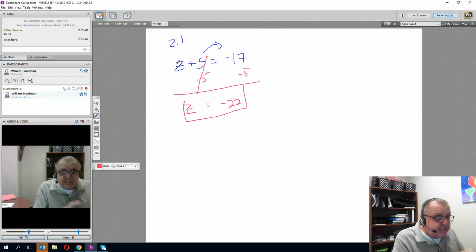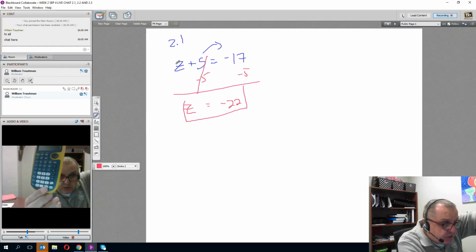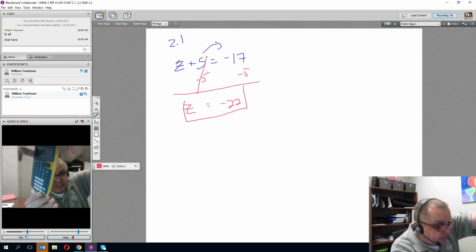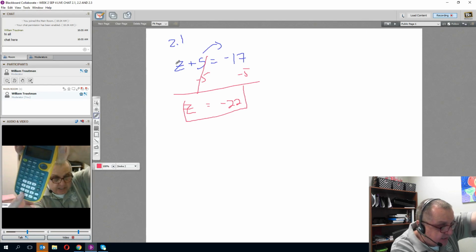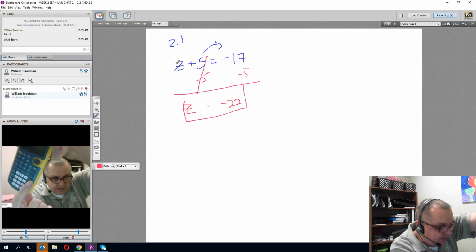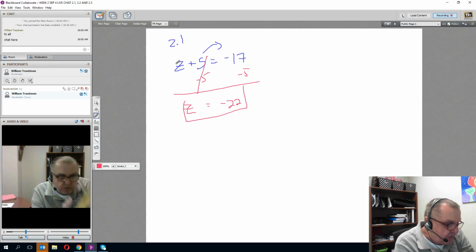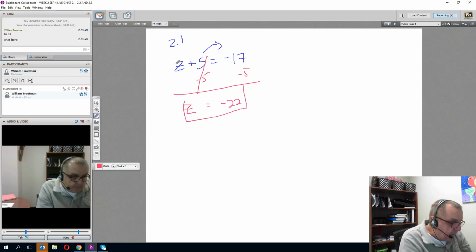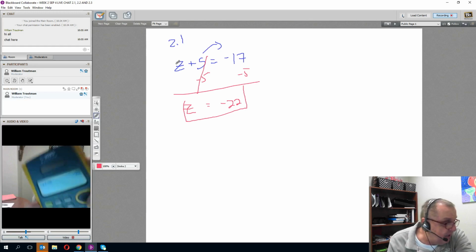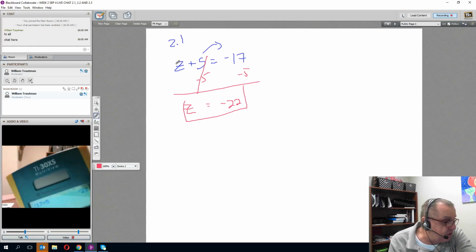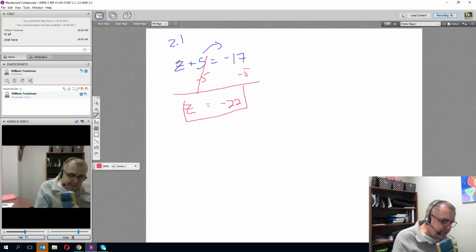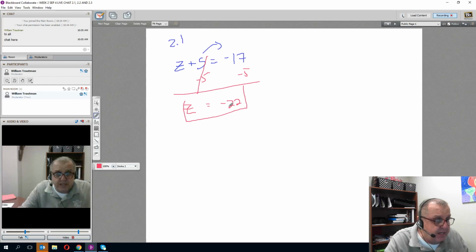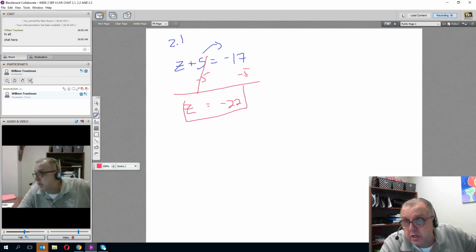If you're not sure about negative 17 minus 5, you can type it in. When we talk about a negative, it's this button right here. This negative button is right here. This one is the subtraction button. So negative 17 minus 5 on the calculator equals negative 22. If you're not sure about signed numbers and all that, use a calculator to do the math. So that was problem 1 on 2.2.